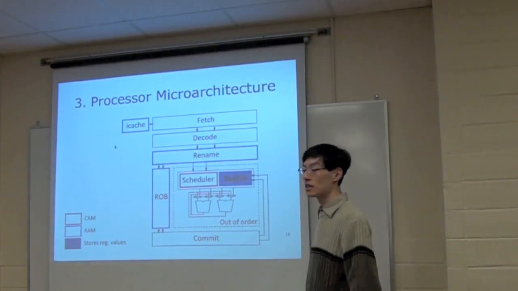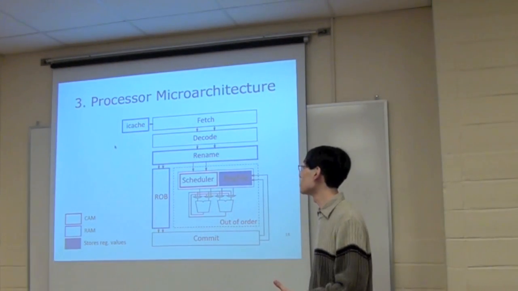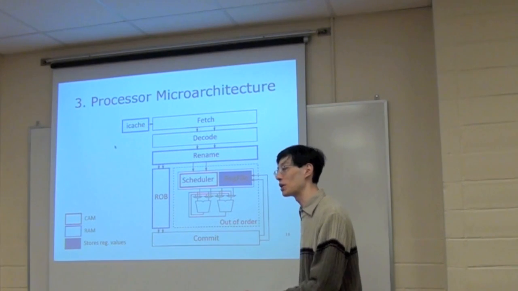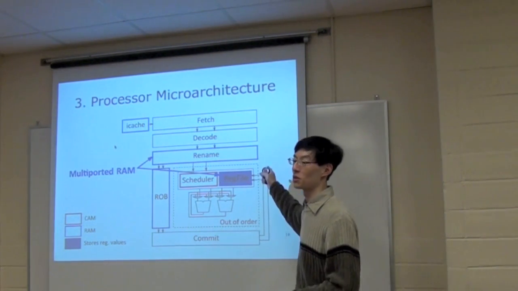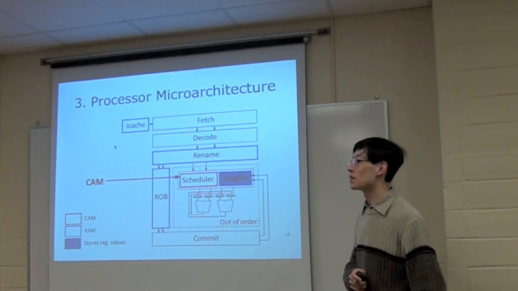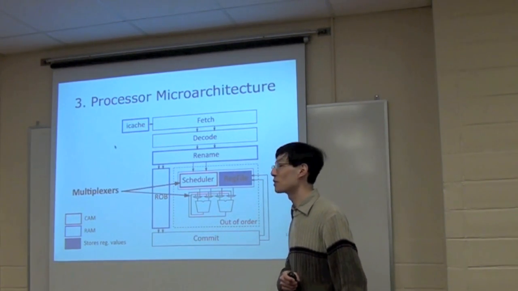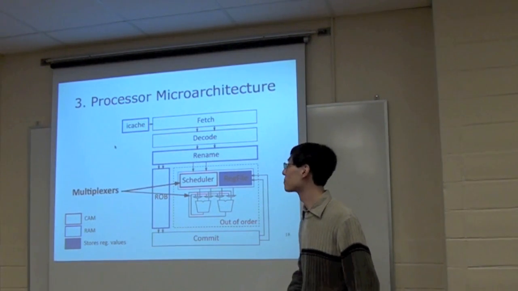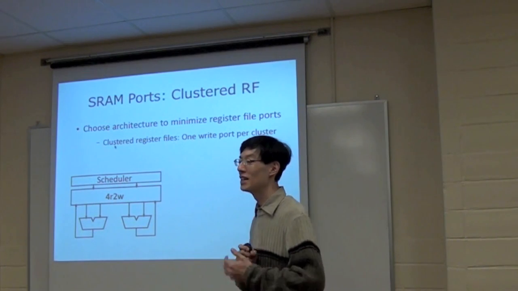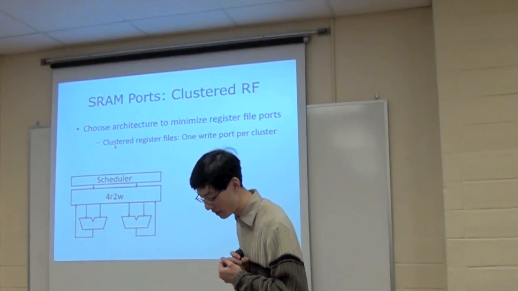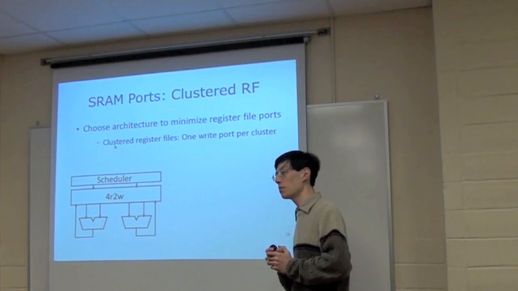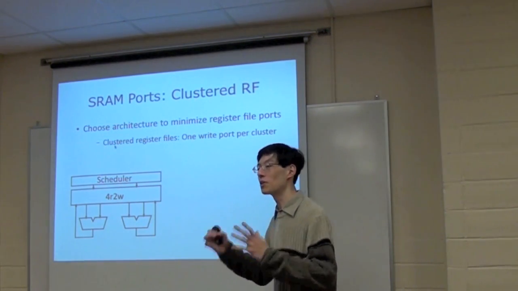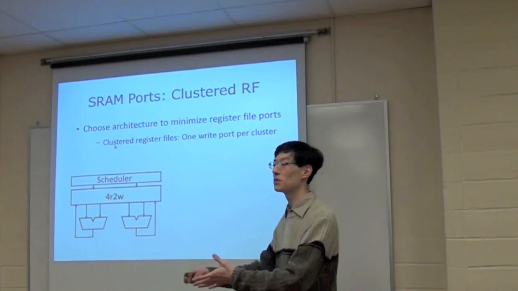So in this section, I'm going to go through just a few examples of how you might change microarchitecture to mitigate expensive multi-ported RAMs, that show up here, expensive CAMs, and also expensive multiplexers. First, expensive multi-ported RAMs. We saw in an earlier section that multi-ported RAMs are expensive, but multi-write ports are even more expensive, so we want to avoid that.